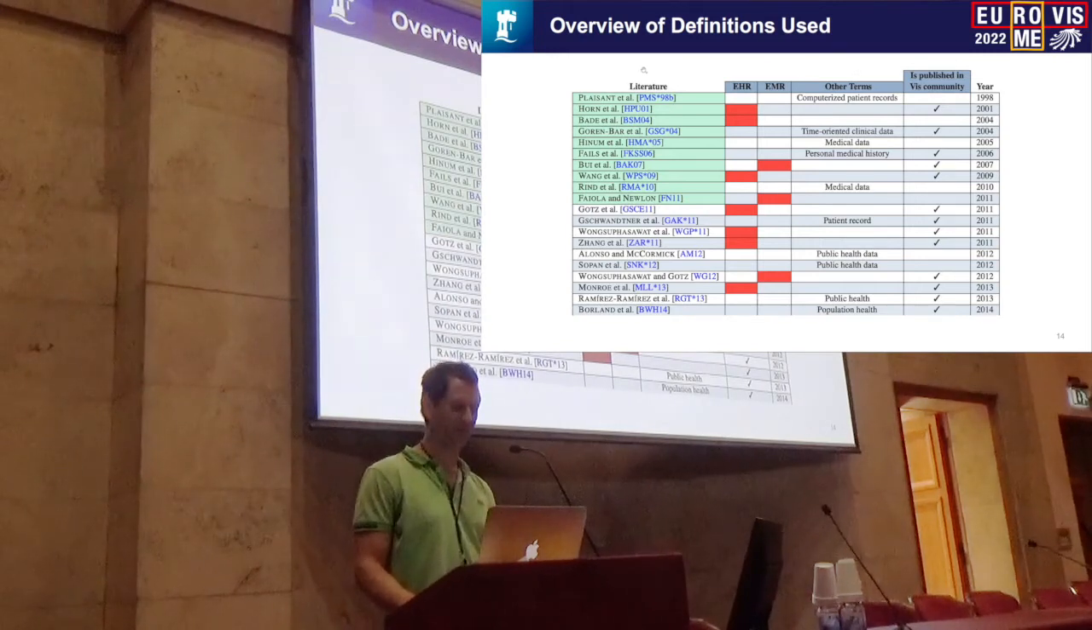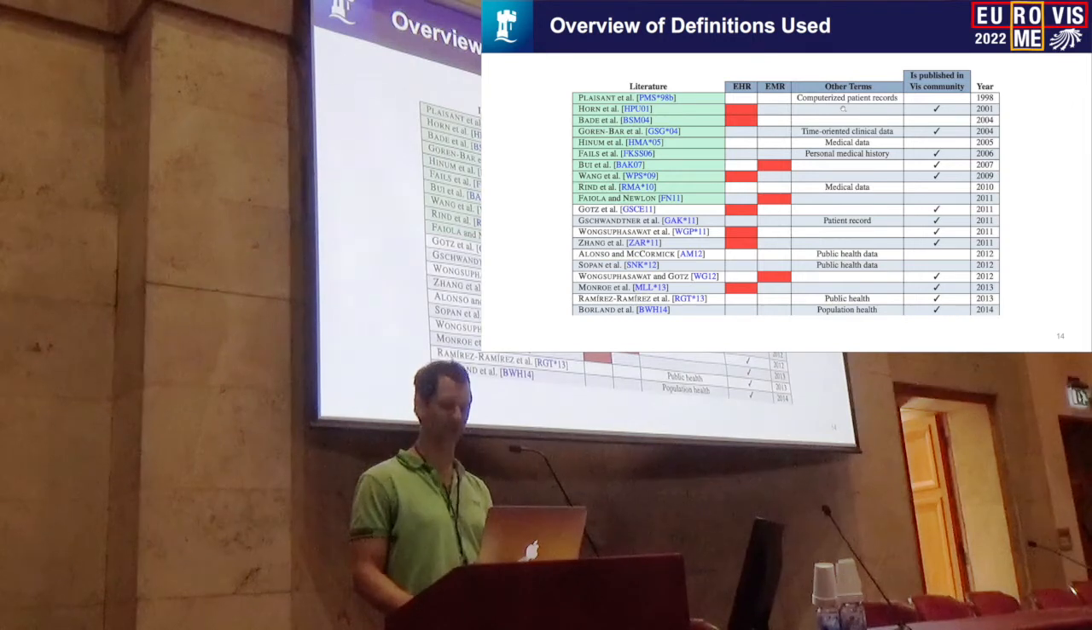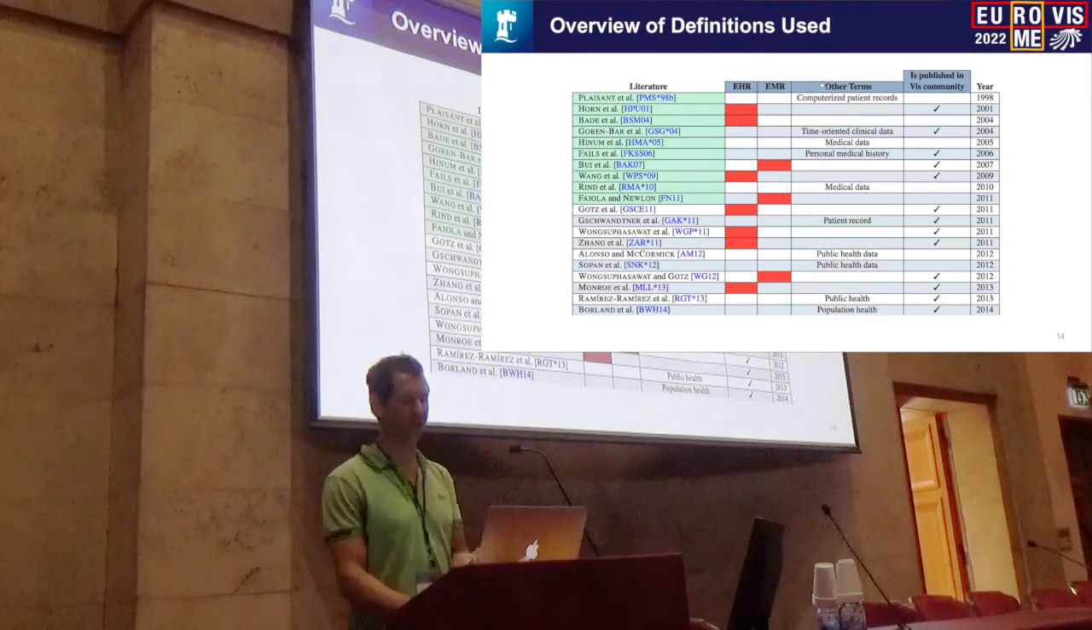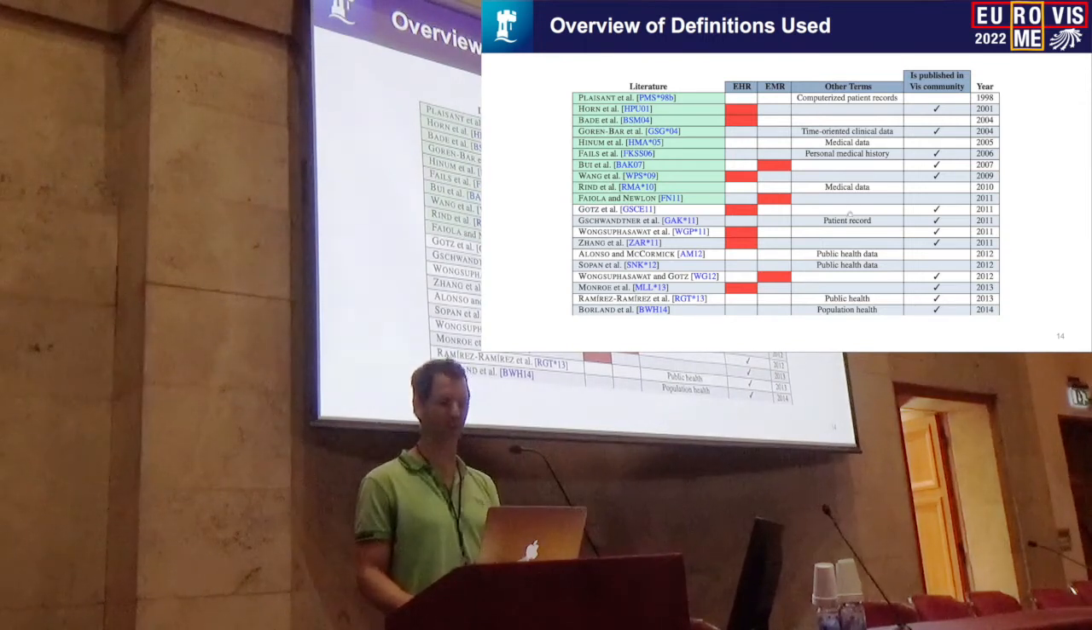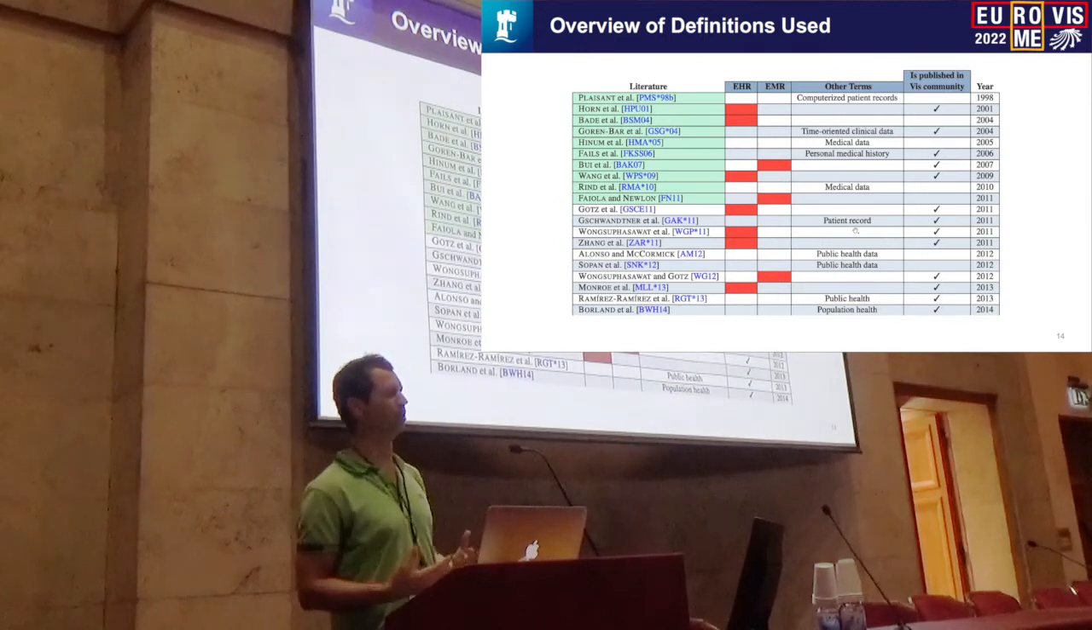In the first column we have the paper, and these are sorted in chronological order by year of publication. Then we have the terminology used in the remaining columns. For example, the paper by Hornwell uses the term EHR, and the paper by Bouygues uses the term EMR, or electronic medical record. If other terms related to EHR are used, we put them in the third column. So you can see clearly that there's a lack of standard terminology: computerized patient records, time-oriented clinical data, medical data, personal medical history, and so on, all really referring to the same electronic records.